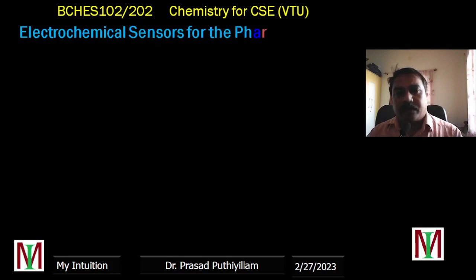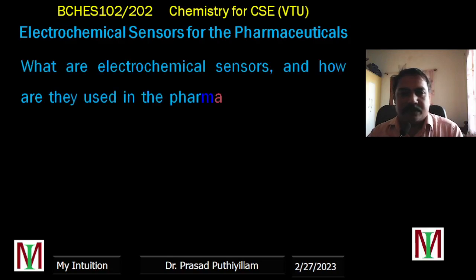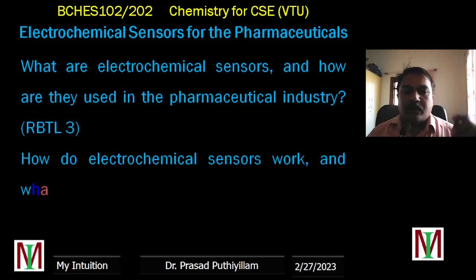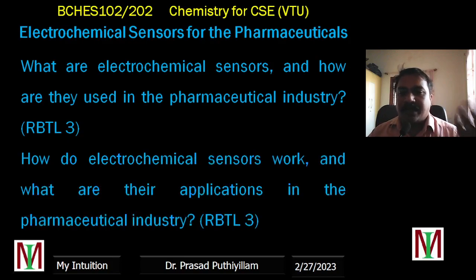Coming to electrochemical sensors for the measurement of pharmaceuticals, I'm giving the important questions of level 3 or level 4. This is one of the questions, a revised Bloom's taxonomy level 3 question: What are electrochemical sensors and how are they used in the pharmaceutical industry? Another question: How do electrochemical sensors work and what are their applications in the pharmaceutical industry? Both questions are level 3 questions. Usually we get level 2 questions in the normal case.